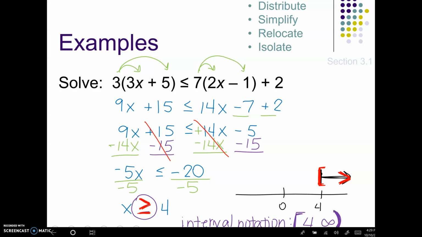So again, the big thing to keep in mind with these is that you can work them, for the most part, exactly as you did equations: distribute, simplify, relocate, isolate. The only place you have to be extra careful is in that isolating step. If you ever divide by a negative, you change your inequality symbol around to point the other direction.